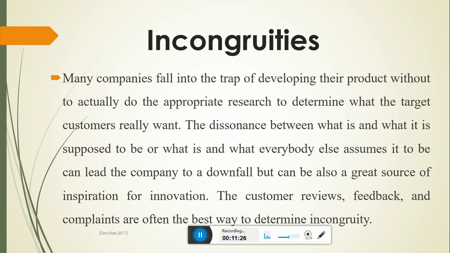Many companies fall into the trap of developing their product without actually doing appropriate research.